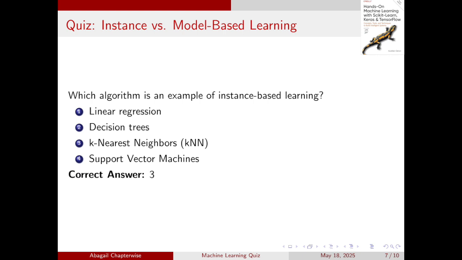The correct answer is 3, k-nearest neighbors. Unlike model-based approaches like linear regression or support vector machines, KNN doesn't build an abstract model during training. Instead, it memorizes the training data and makes predictions by comparing new inputs directly to stored examples using a similarity measure like Euclidean distance. It's simple and often surprisingly effective, but it can become slow as the dataset grows because it has to compute distances to every stored example.